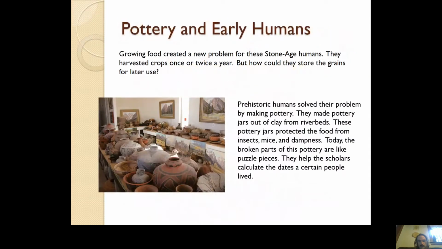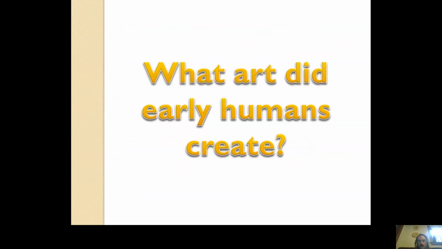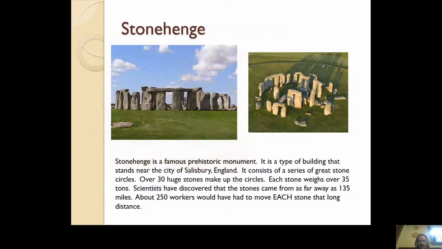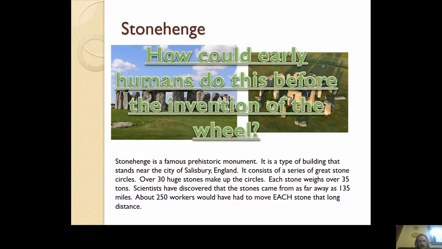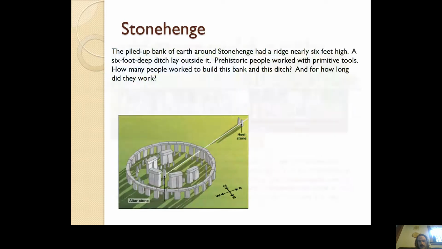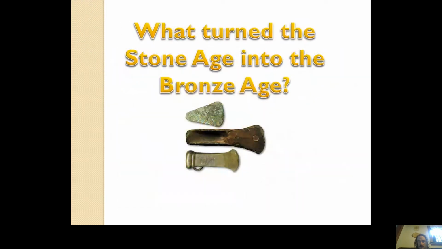Pottery. All this stuff is on your last assignment. How did pottery help and stuff? Whoop. What art did early humans create? Paintings made from grease and blood and stuff. Stonehenge. Ooh. Before they invented the wheel, they built this really cool stone altar that we don't know what it does or why it's there or why they built it. We know nothing.